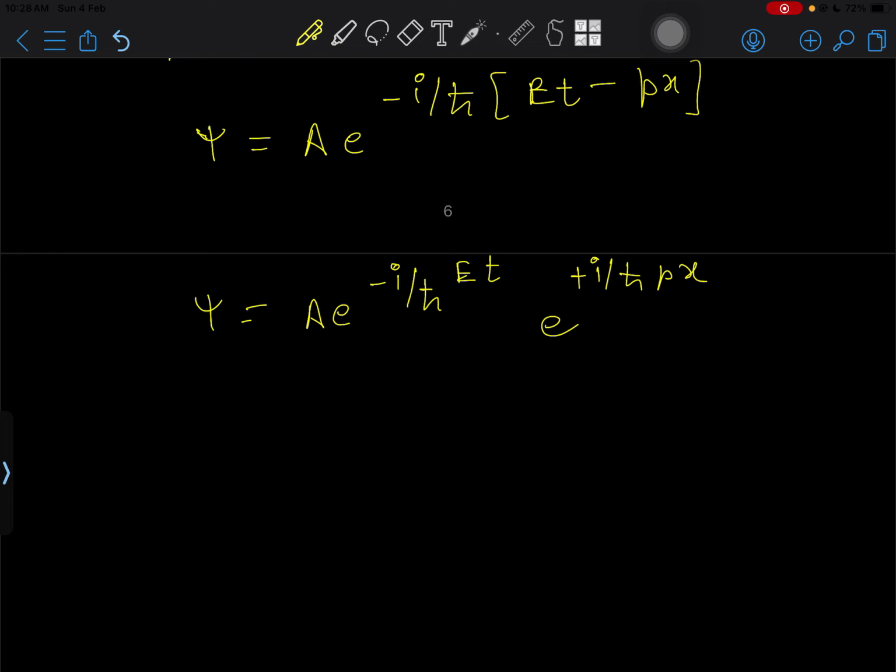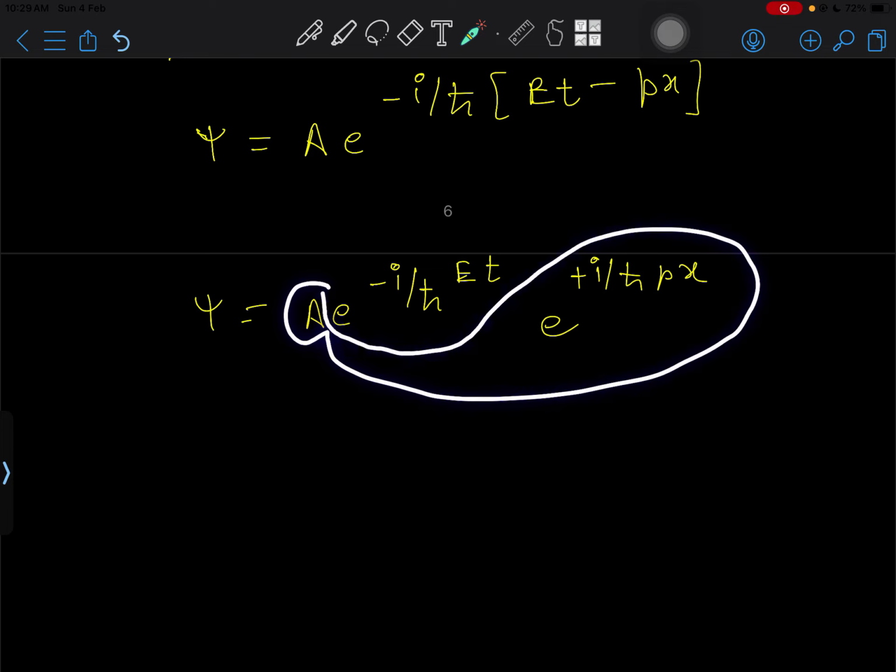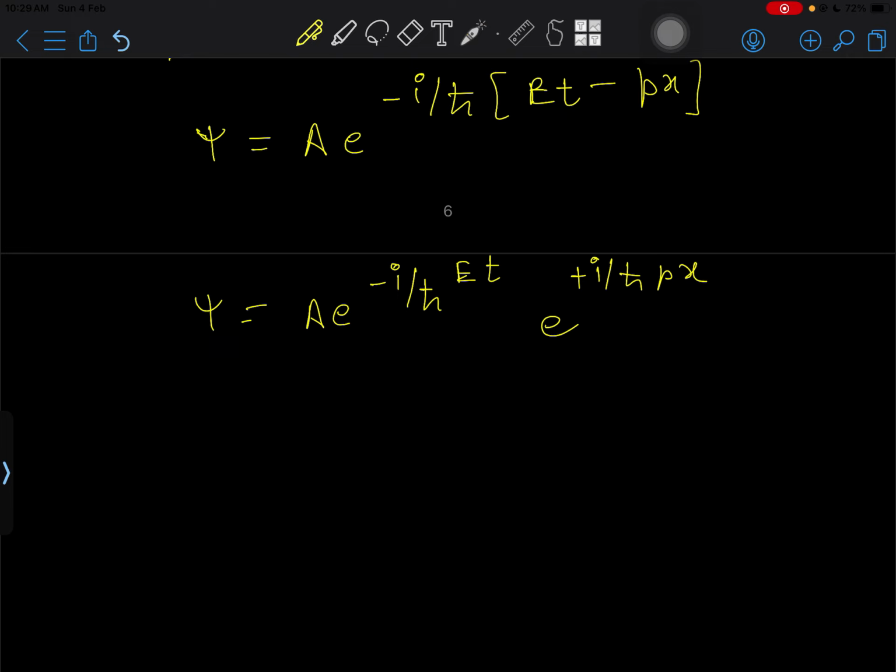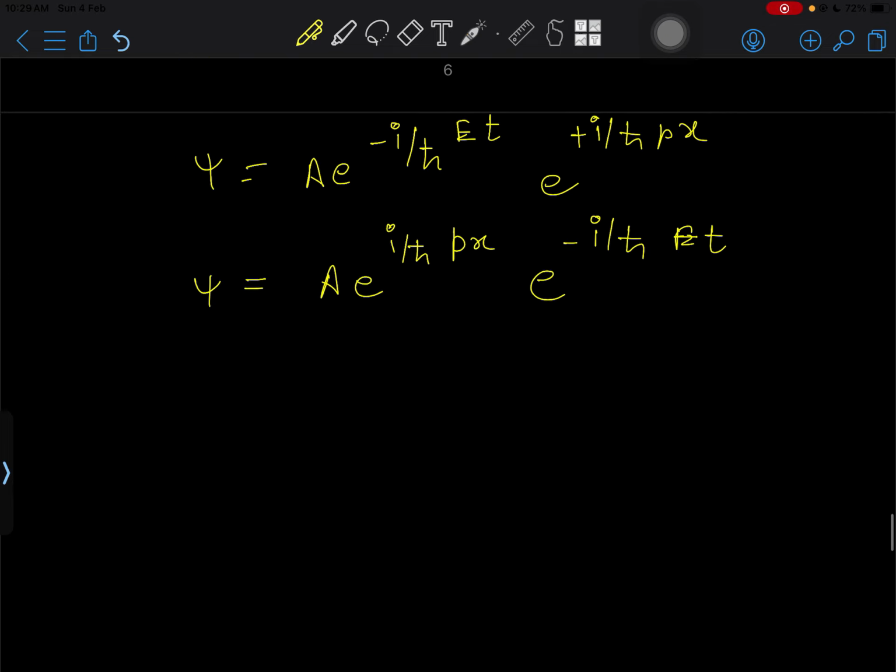So what we can do, from this relation we can write A and e to the power i by h cut px as a separate quantity. So psi is equal to A e to the power i upon h cut px and the remaining e to the power minus i by h cut into Et. Now, the most important part. We can consider this as a separate quantity and write it as psi naught. So we can write psi is equal to psi naught e to the power minus i by h cut Et.